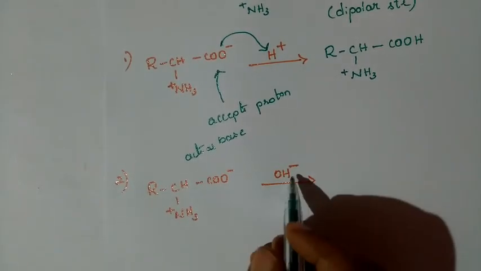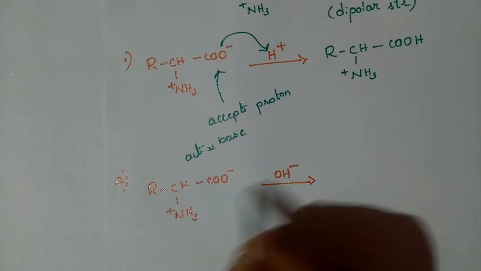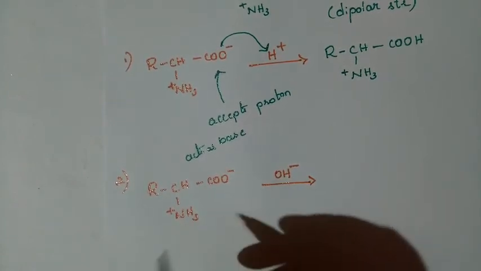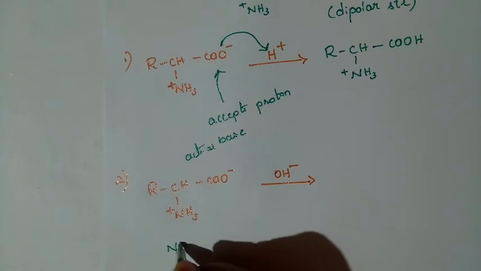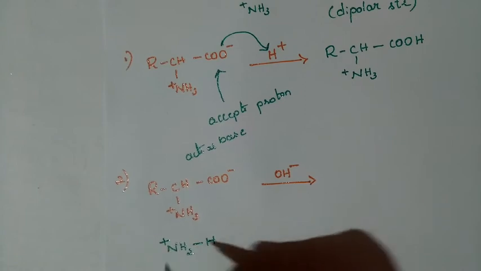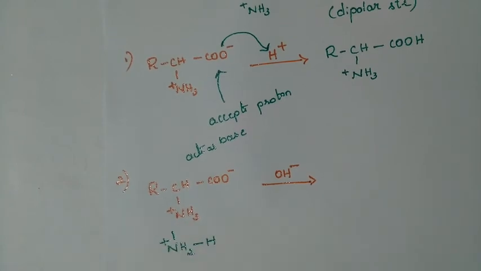So NH3 plus is attracted towards OH minus. How is it attracted? After that, we can write here NH2 and H. On nitrogen, we have a positive charge. This is the bond continuation. This is NH3 plus, I have written in this form. So nitrogen with NH2, the two hydrogens, and a positive charge.